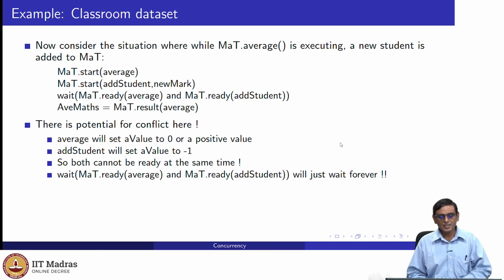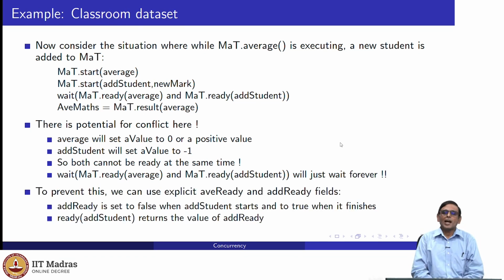What is the mistake? The mistake was trying to do too much work with this a value. The same a value we are using as a flag, using it to store the result. We are doing many things with it, overusing it. So let us say, okay, I don't want to be so greedy. I have any number of fields. Why am I being stingy with fields? Let us add some more fields, right? So let us say we explicitly add two fields. One is called average ready, another is add ready.